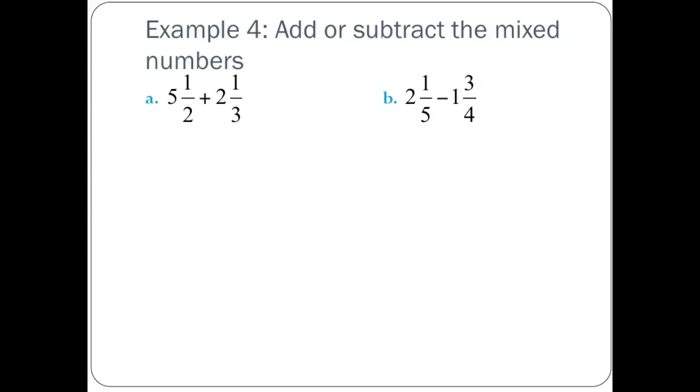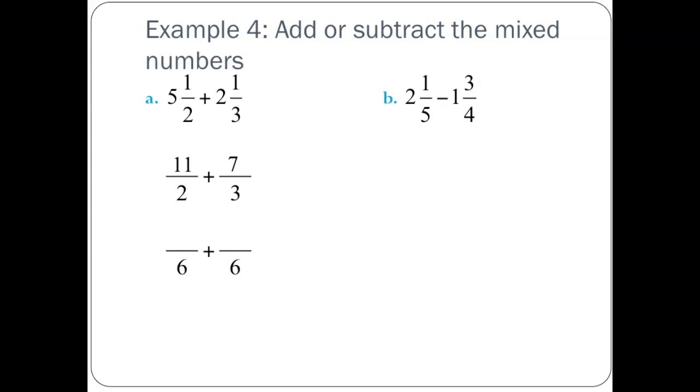So in this first one, we have 5½ plus 2⅓. So first, we're going to change them into improper fractions. So 5 times 2 is 10, plus 1 is 11, so this is going to be 11 over 2. The second one, we have 2 times 3 plus 1, so 6 plus 1, which is 7. And now you'll notice we have different denominators, so we're going to have to find a common denominator. In this case, that would be 6.